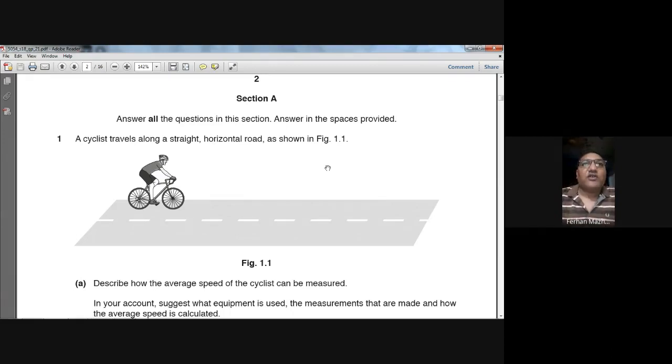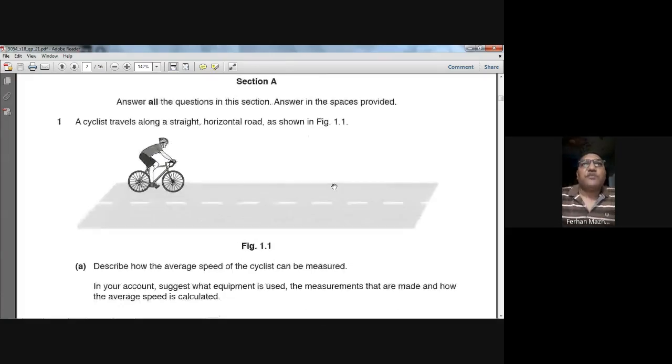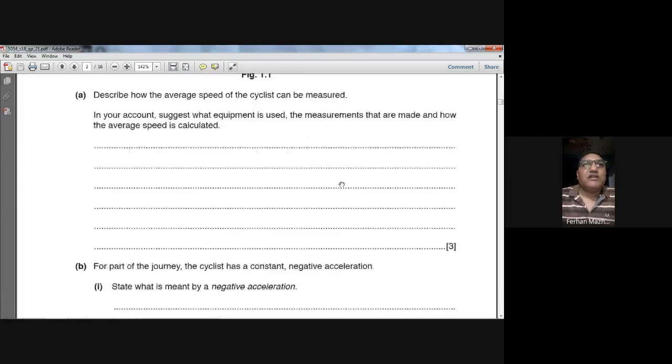A cyclist travels along a straight horizontal road as shown in figure 1.1. You can see a cyclist traveling on a straight, horizontal road. Describe how the average speed of the cyclist can be measured. Suggest what equipment is used, the measurements that are made, and how the average speed is calculated.